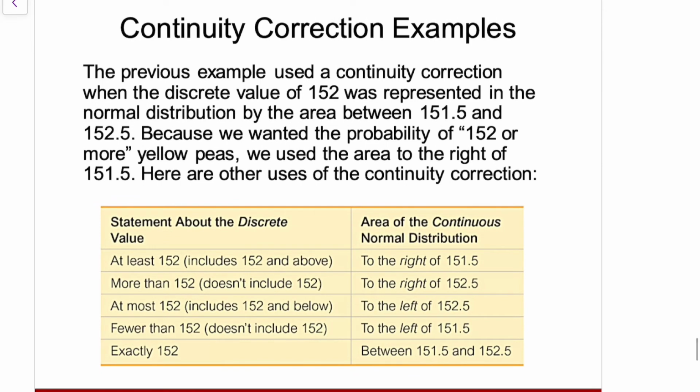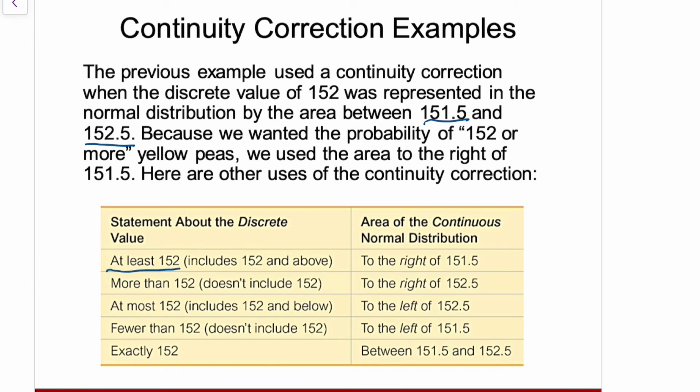And so what we want to see is, if we have 2 points that we use in our continuity correction, 151.5 and 152.5, a common question is, where do we want to use 151.5 and where do we want to use 152.5? Which point do we want to use? It all depends on the language. It all depends on how we shade the region.